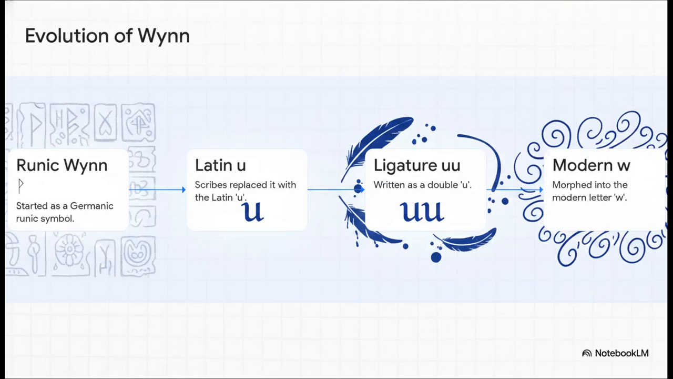Let's move on and see how this builds over time by tracking the unbelievable survival journey of the letter Win. It started out as the runic Win, which kind of looks a bit like a modern capital P. But over the centuries, as scribes tried to Latinize it, they began replacing it with the Latin U. Then, they started writing 2 U's right next to each other, literally a double U. And eventually, that ligature morphed directly into the modern letter W we use today. It is a perfect, seamless visual transition from the rigid, carved shape of an ancient rune into a flowing, calligraphic Latin letter.